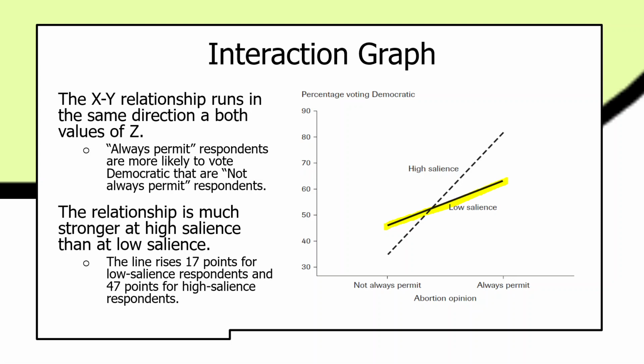The percentage goes up in terms of Democratic vote. But it's almost like you reach into this graphic space and switch on some sort of amplifier, and you get this high salience line. Very steep gradient there, about 47 points from here to here. So in this case, we have a clear example of interaction. Why? Because the strength of the relationship, though the relationships run in the same direction, is much different at low and high salience, that is, at different values of the control variable.